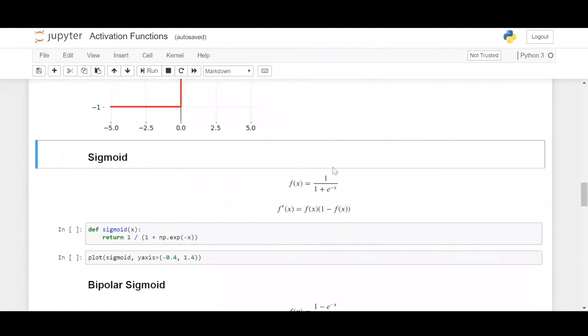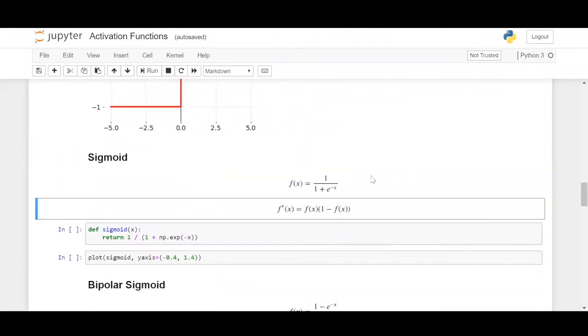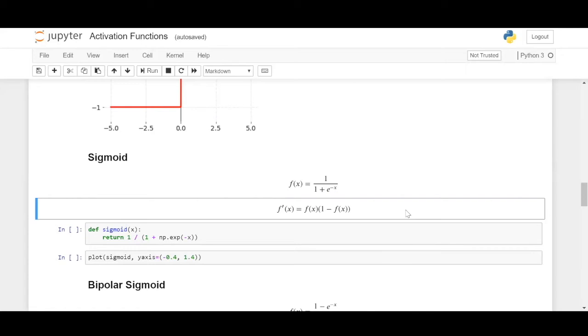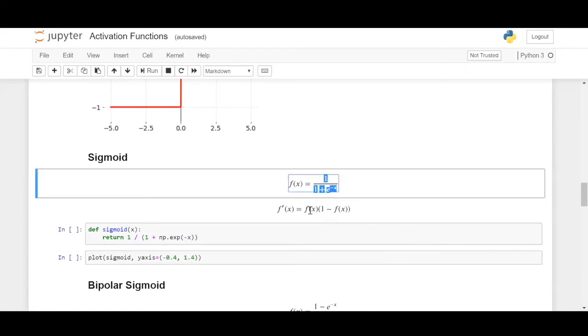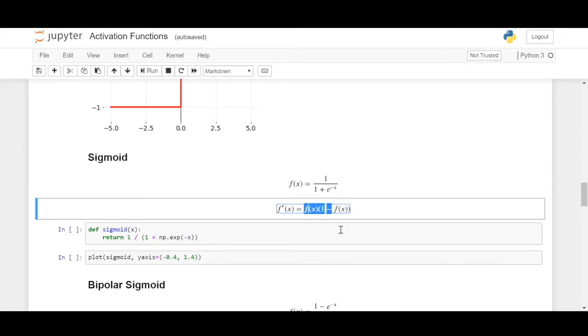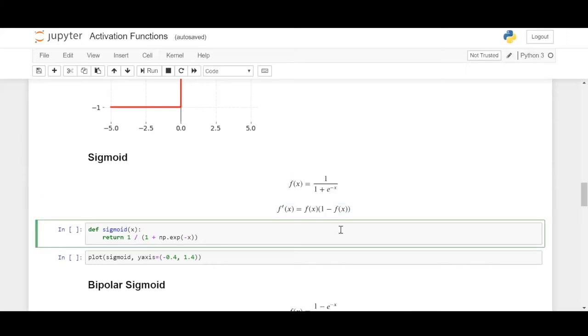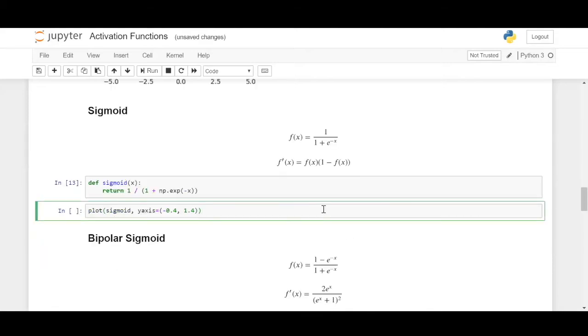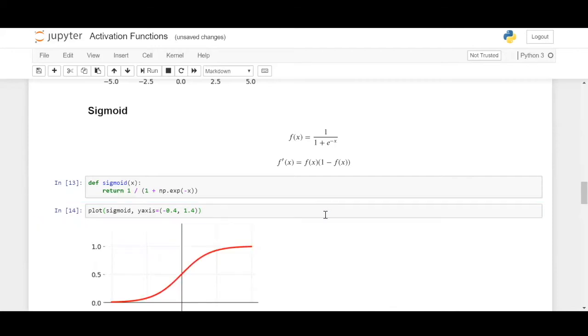Now let's get into the sigmoid activation function. The sigmoid activation function's formula is 1 by 1 plus e power minus x. This is the differentiation of that formula. Since representing it in this way is too complicated, I have just written it as f of x into 1 minus f of x, as the derivative of 1 by 1 plus e power minus x. So I'll just define the equation using the NumPy exponential function and then plot the sigmoid activation function.